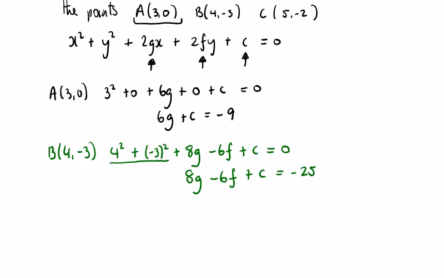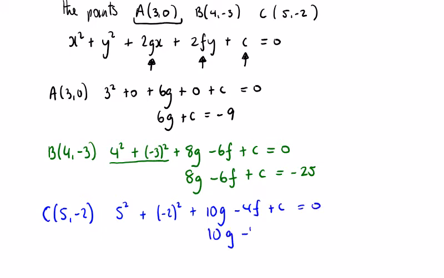Now we're going to sub C in, 5, minus 2. So we're going to get 5 squared plus minus 2 squared plus 5 by 2, so we're going to have 10g, minus 2 by 2, so minus 4f plus c equals 0. So we're going to have 10g minus 4f plus c is equal to, we have a 25 and a 4, so we're going to have a minus 29.